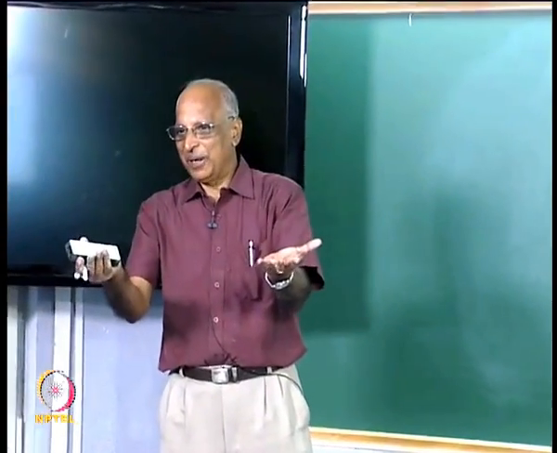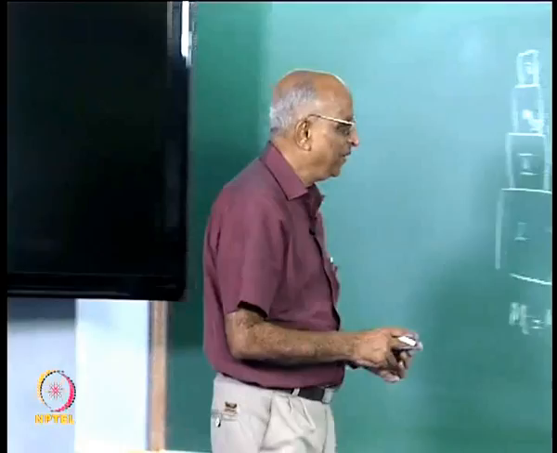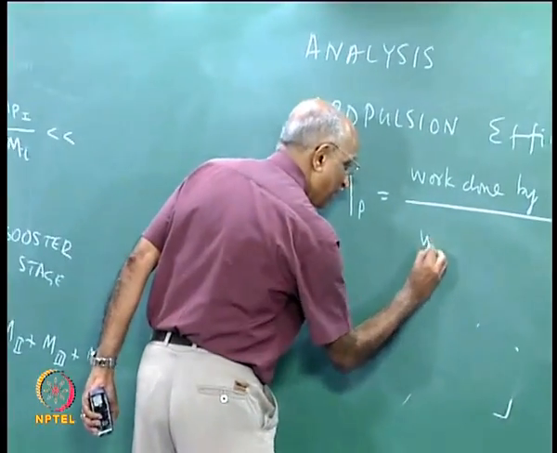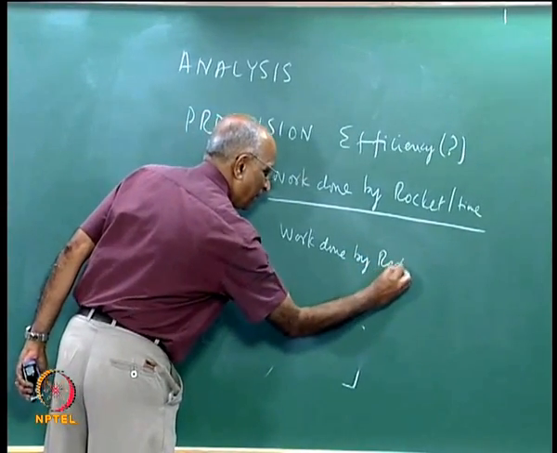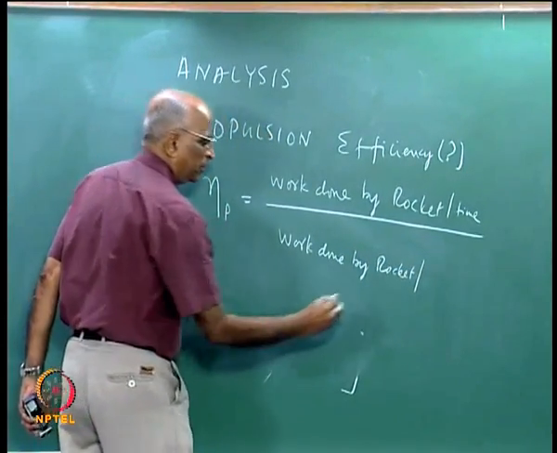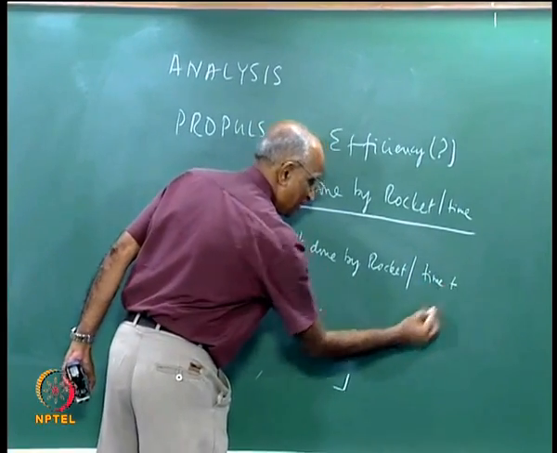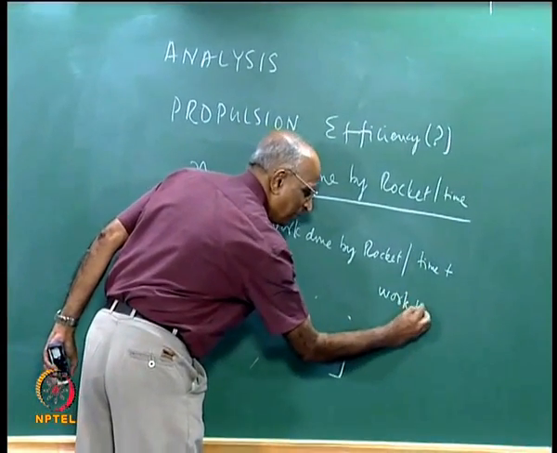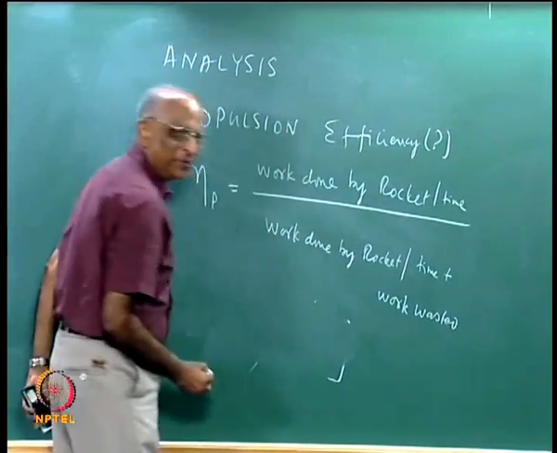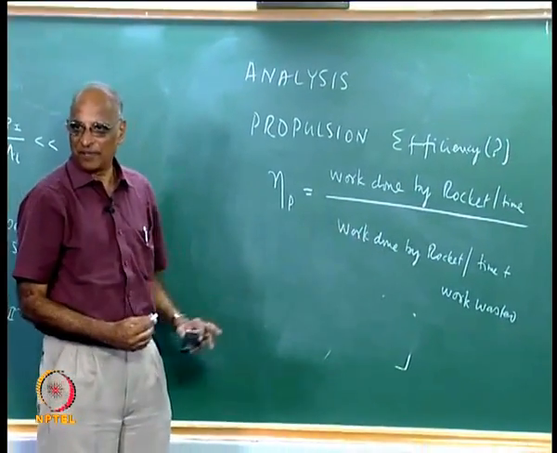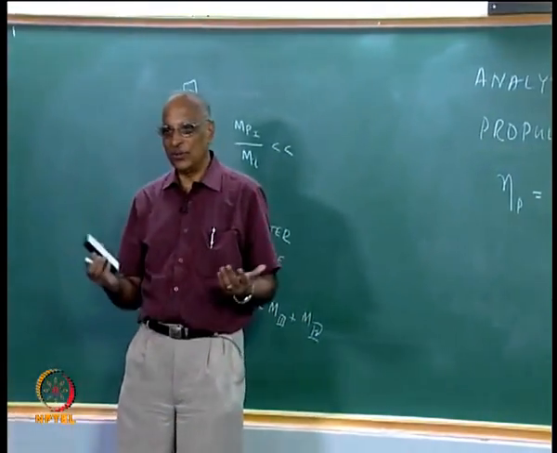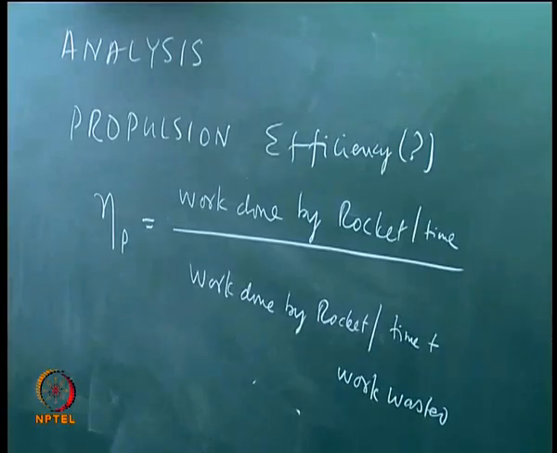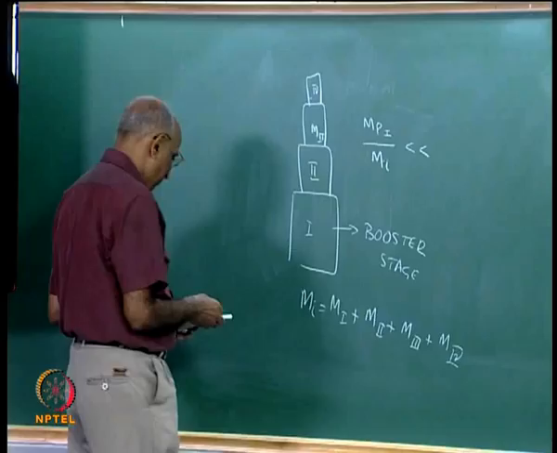Work you do on the rocket to make it go up, and what should it be? The work done by the rocket again, let us say work done by rocket per unit time plus the work wasted by the rocket. That is the total work which you are doing on the rocket per unit time. How do I put these things down mathematically and tell you what is going to be the propulsive efficiency? Any guesses? Anything? You all should be able to tell me something more.